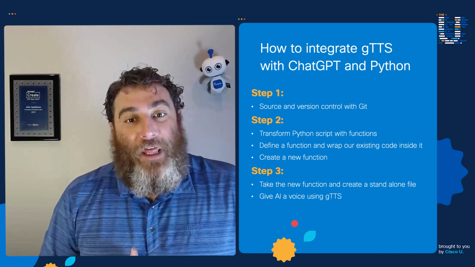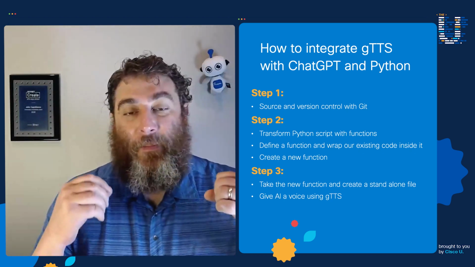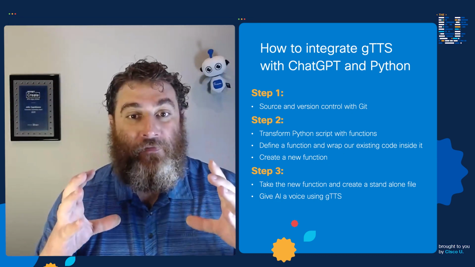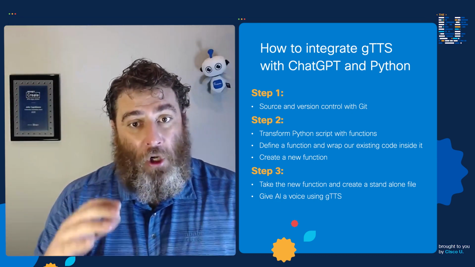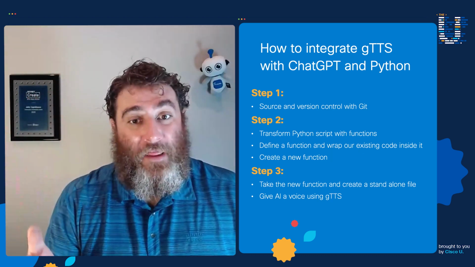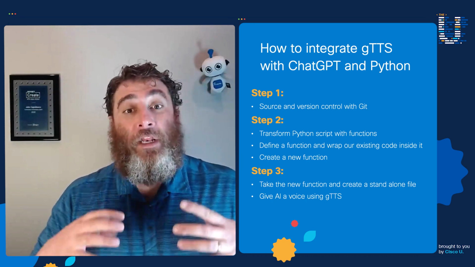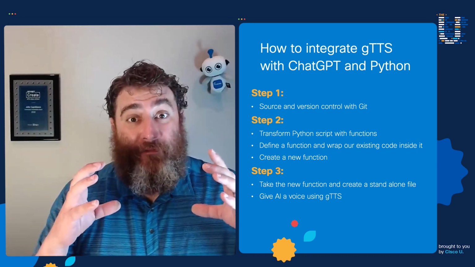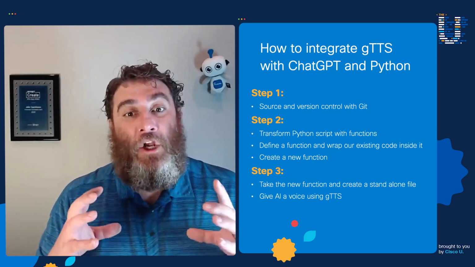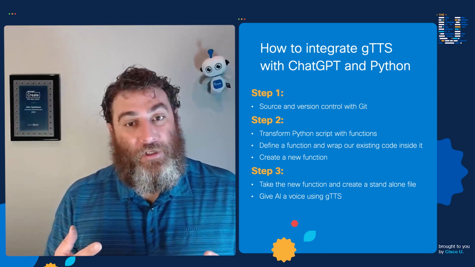Next, our Python works, but it's not really quite the best Python we can write. So what we're going to do is transform our working code, which is just a linear serially executed Python script, and we're going to introduce functions. We're going to define a function and wrap our existing code inside of it. We're going to make a new function for today's episode. Then we're going to call those functions.